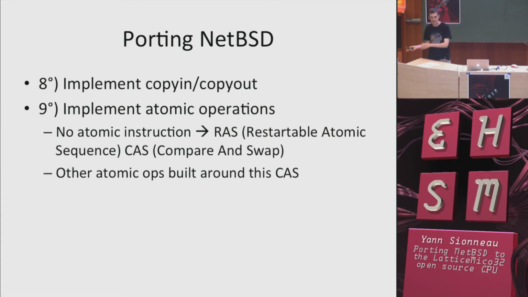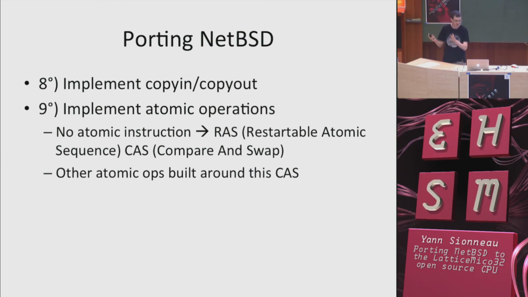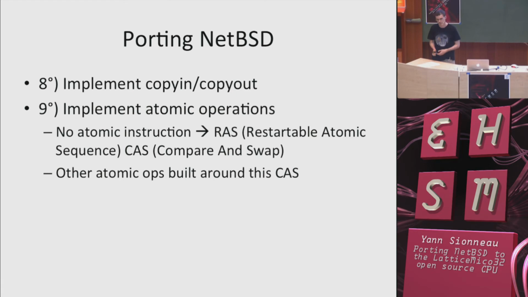Then we need to implement copyin and copyout, which are basically functions which copy data from process virtual memory to kernel memory, and the other way around. So it's mostly used during system calls. Then we want to implement atomic operations.